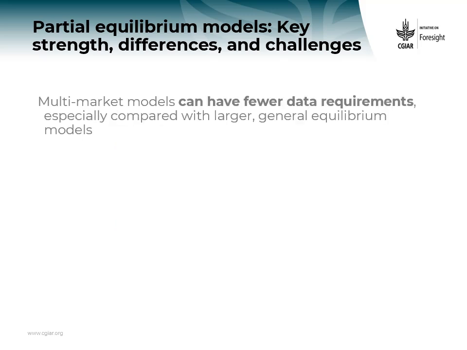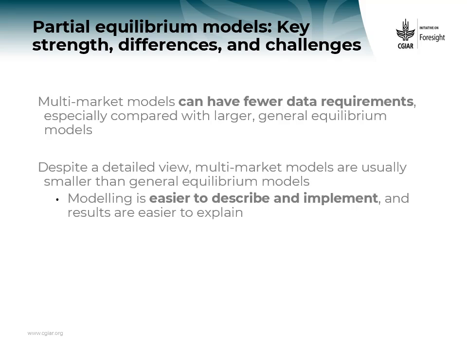Multi-market models have fewer data requirements, especially compared with larger, general equilibrium models. Data needs vary, however, based on the number of commodities analyzed and the complexity by which supply and demand are determined. Despite a detailed view of specific commodities, multi-market models are smaller than general equilibrium models as they represent a specific part of the economy.